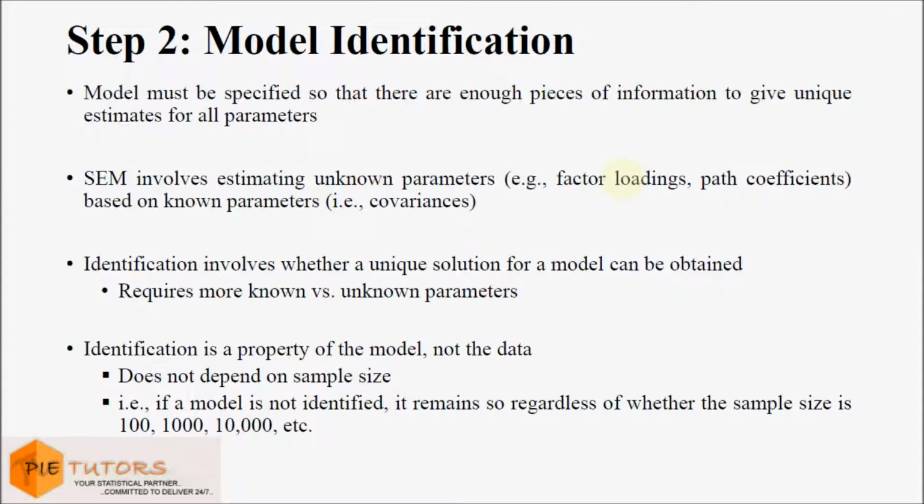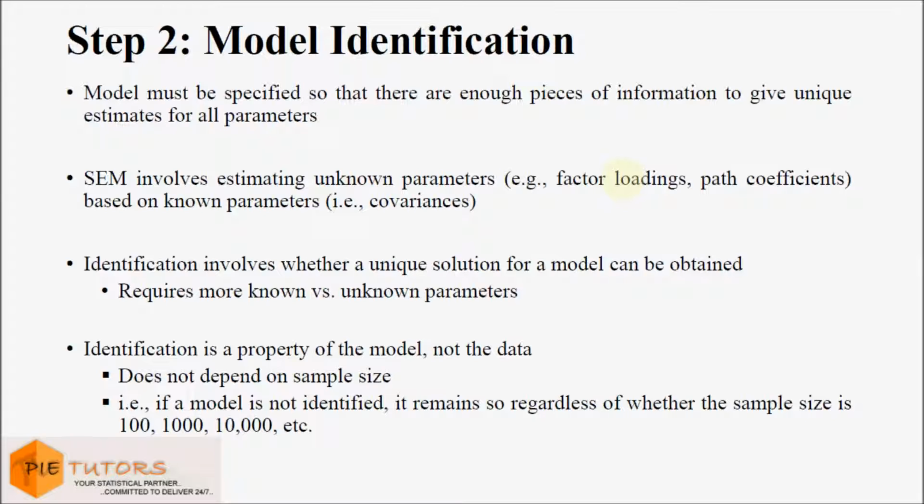We should have at least as much information as there are number of unknown parameters to be estimated, and every factor must be assigned a scale or metric. If these assumptions are violated, the model cannot be estimated, and they are called under-identified models. These models have more parameters to be estimated than can be estimated from the available information.